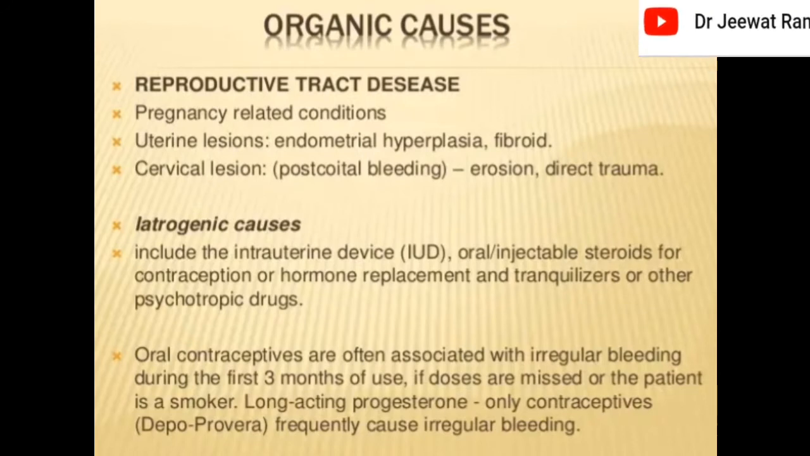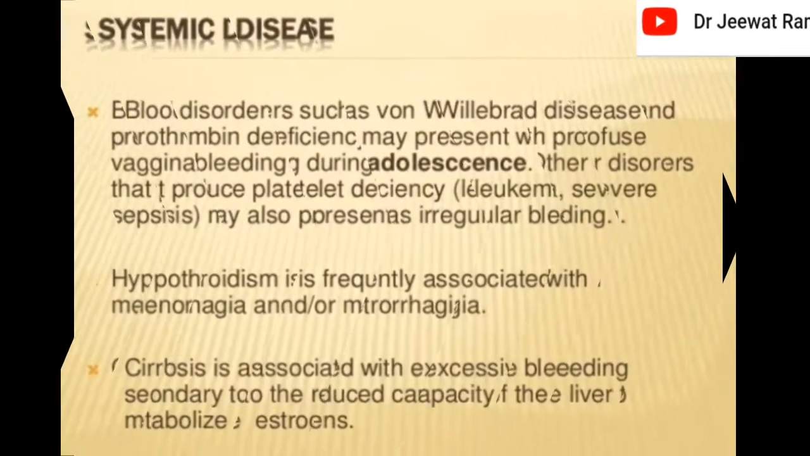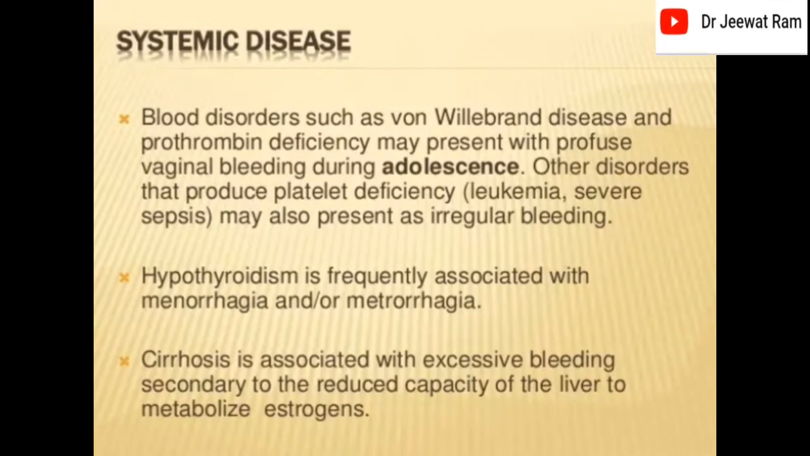if doses are missed or the patient is a smoker. Long-acting progesterone-only contraceptives, Depo-Provera, frequently cause irregular bleeding. Systemic disease: blood disorders such as von Willebrand disease and prothrombin deficiency may present with profuse vaginal bleeding during adolescence. Other disorders that produce platelet deficiency, leukemia, and severe sepsis may also present as irregular bleeding.